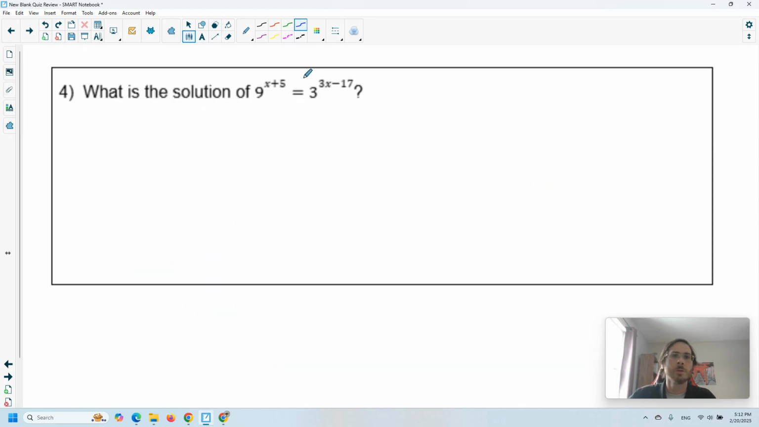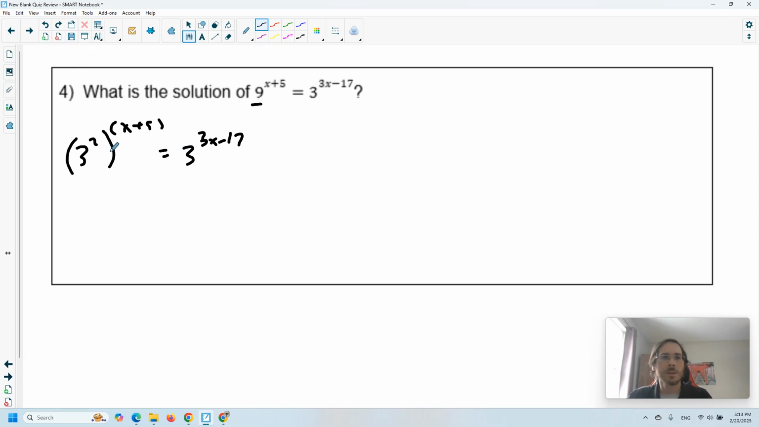All right, so then we move on to 4. 4 is very similar. We have to use our exponent rules to solve it by hand. In this case, these are not both the same, so we have to turn them into the same number. Luckily, 9 is just 3 times 3, so that's 3 to the 2nd power. So I'm going to transform 9 into 3 squared to the x plus 5 power. Then I have 3 to the 3x minus 17 power.